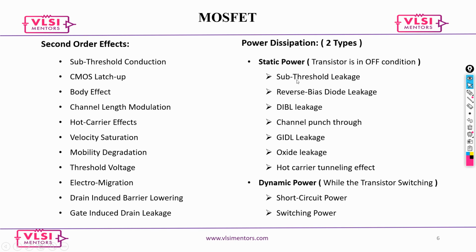Okay, so let's talk about... the second order effects, we will see in some other class, maybe sometime next week. So let's talk about power dissipation. What does power dissipation mean? When a CMOS circuit is switching, there will be power that is consumed. That will eventually drain your battery or consume electrical units.